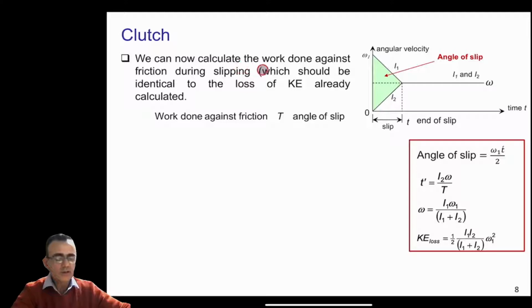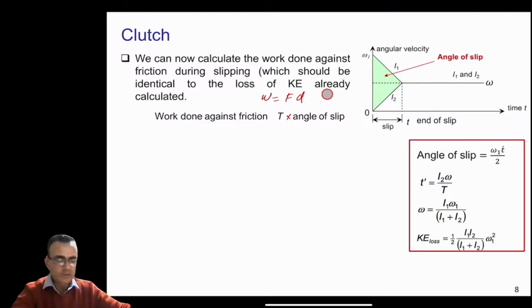Okay, so we can now calculate the work done against the friction during the slipping, which should be identical to the loss of kinetic energy, which we already calculated. The work done against the friction is just T times the angle of slip here. It is the same as in the linear case, where work is equal to force times distance.